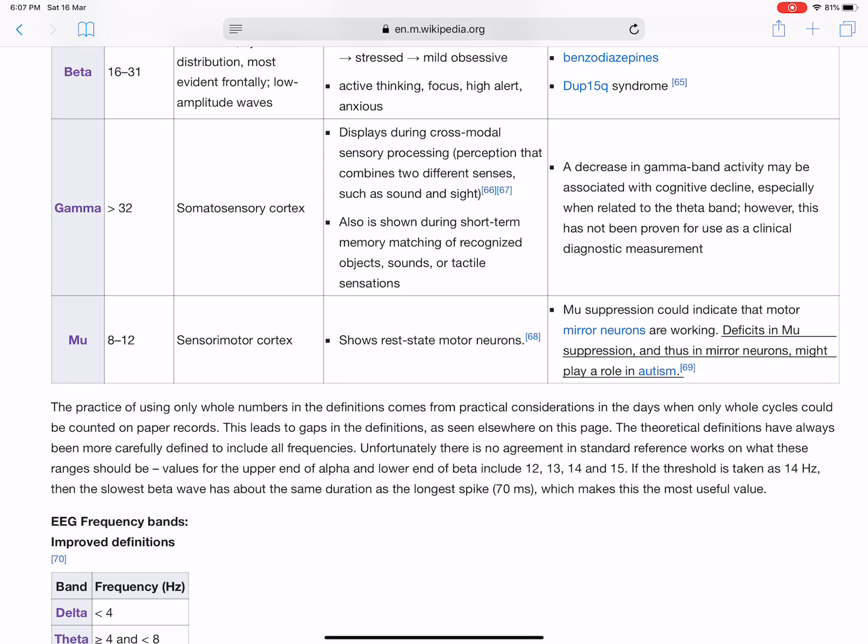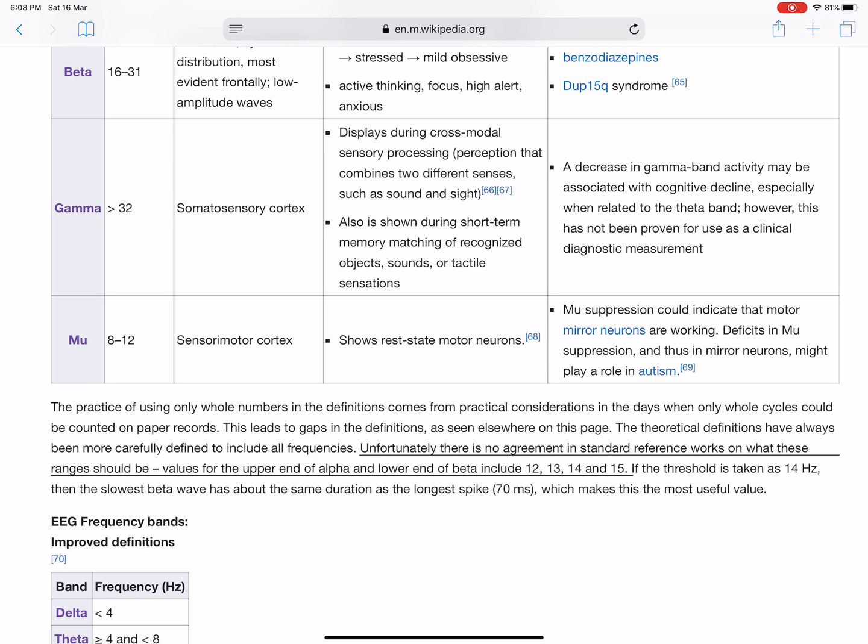The practice of using only whole numbers in the definitions comes from practical considerations in the days when only whole cycles could be counted on paper records. This leads to gaps in the definitions, as seen elsewhere on this page. The theoretical definitions have always been more carefully defined to include all frequencies. Unfortunately, there is no agreement in standard reference works on what these ranges should be.